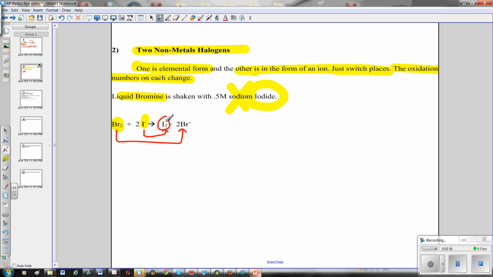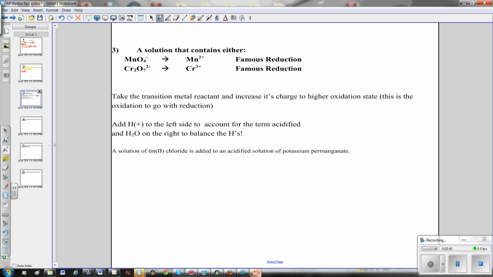And then the last step is just balancing it. Put a 2 there and a 2 there, and there you go. Very simple reaction, very easy points, piece of cake. The last one is pretty easy too.